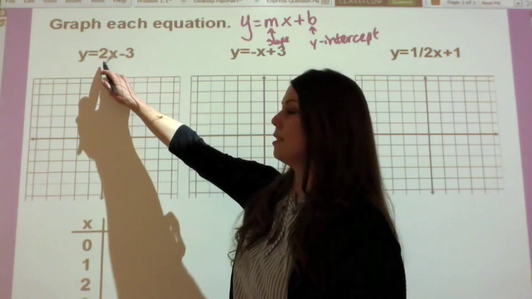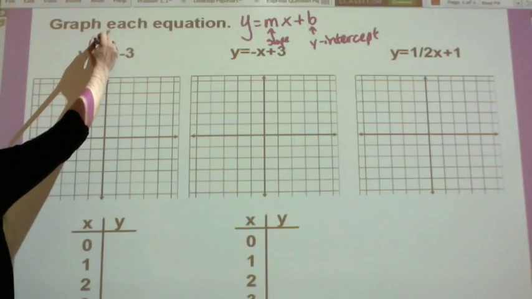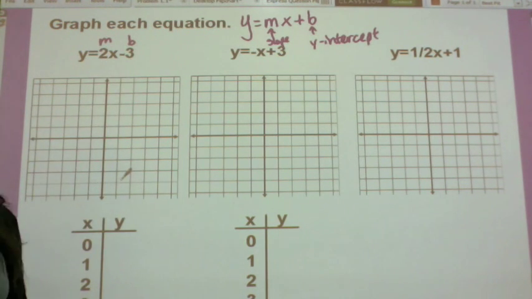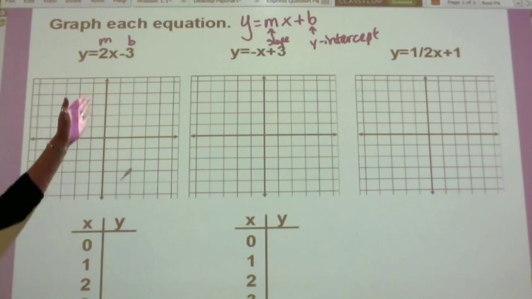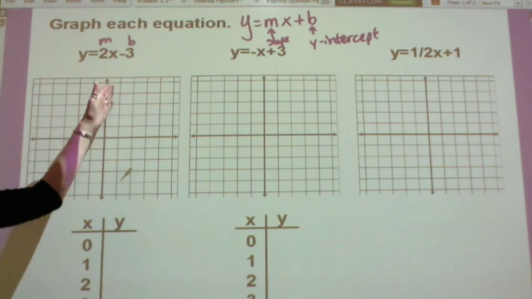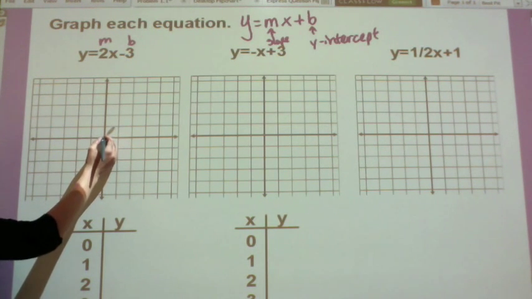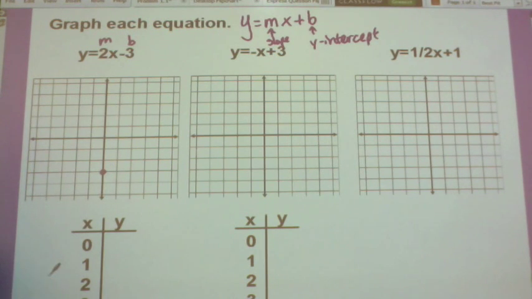The 2 is the m, and if it helps, you can write the m above it. And the b is not just 3, we have to take the sign with it. It's the negative 3. So it's going to start on the y-axis at negative 3. Here's my origin, 0, 0. I'm going to go down 3 spaces. That's where the graph starts.